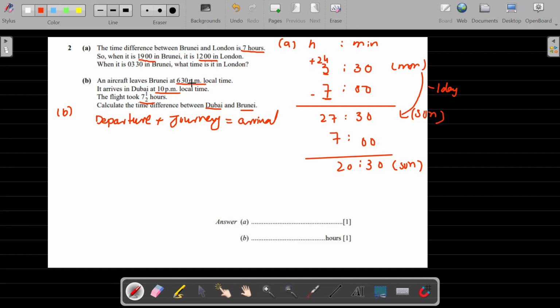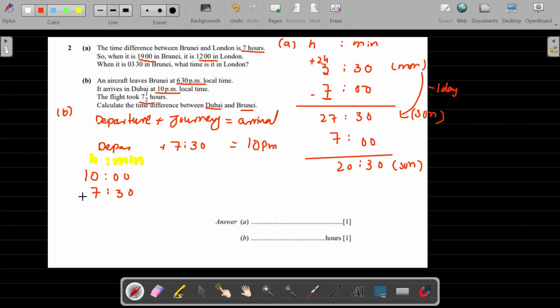Look now. An aircraft leaves Brunei at 6:30 p.m. local time. It arrives in Dubai at 10 p.m., which means arrival is 10 p.m., and the journey is the time taken by the flight. 7.5 hours means 7 hours 30 minutes, so the flight has taken 7 hours 30 minutes. So I'm going to calculate the departure time. How will I calculate it? I'm going to subtract them. It will be 10:00 minus 7:30. Now you can see that this is my hour section and this is my minute section.